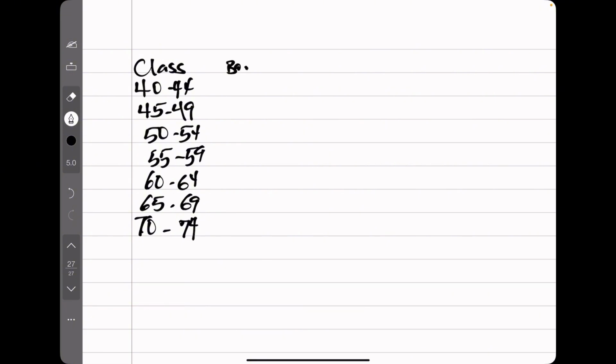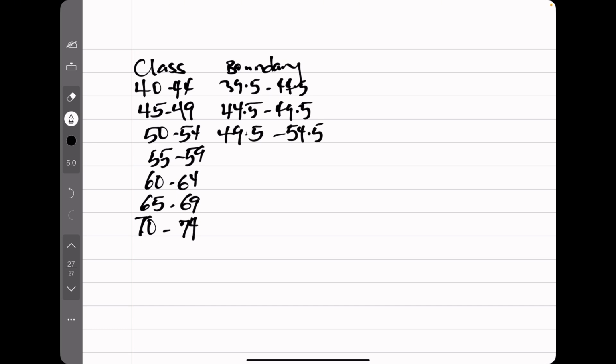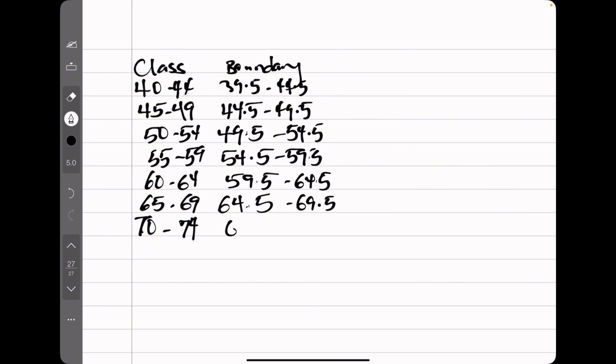Then we have our boundaries, which we calculated in the last class. We did 39.5 to 44.5, 44.5 to 49.5, 49.5 to 54.5, 54.5 to 59.5, 59.5 to 64.5, 64.5 to 69.5, 69.5 to 74.5.